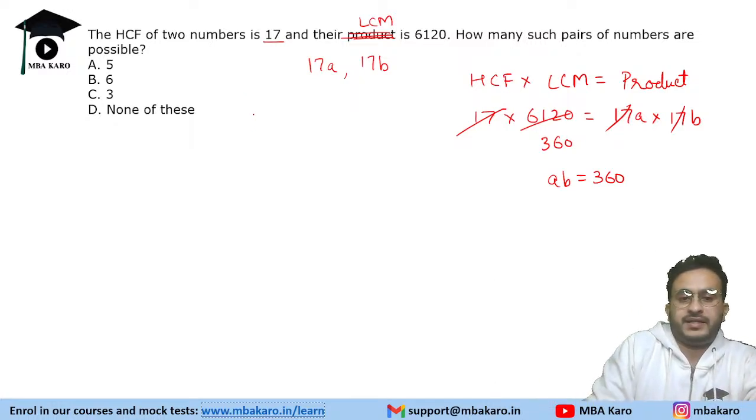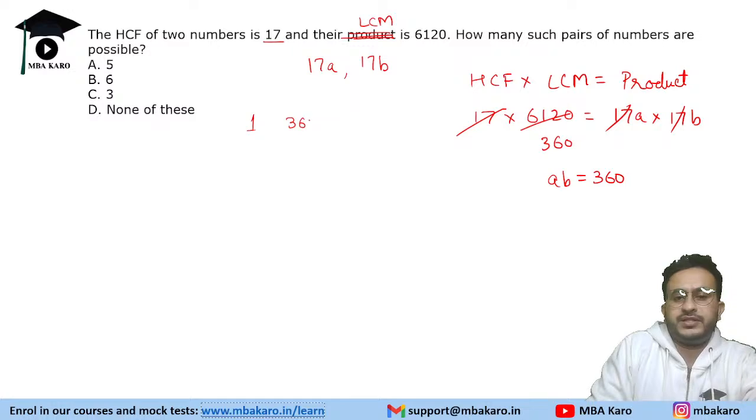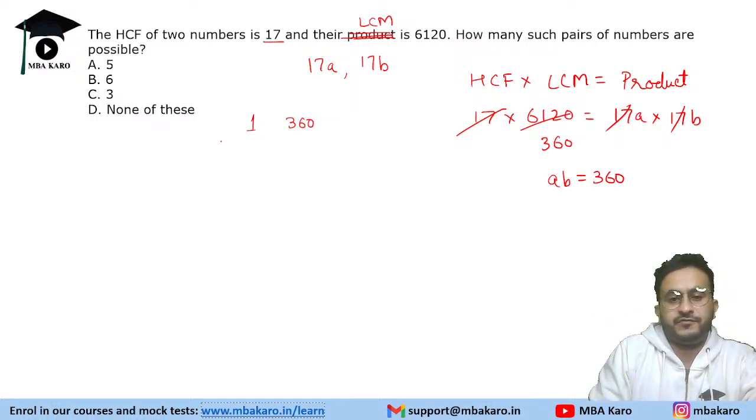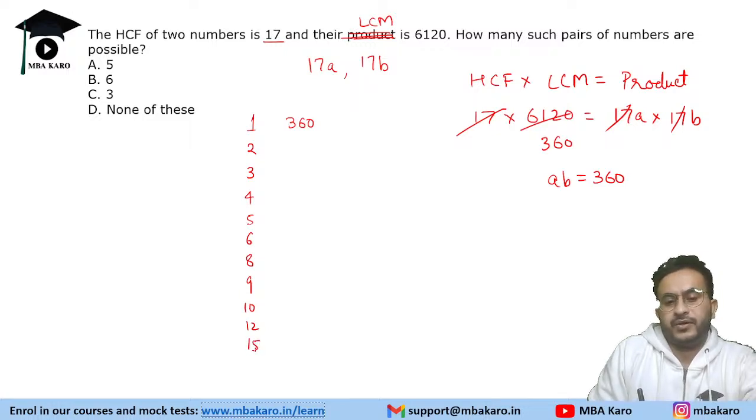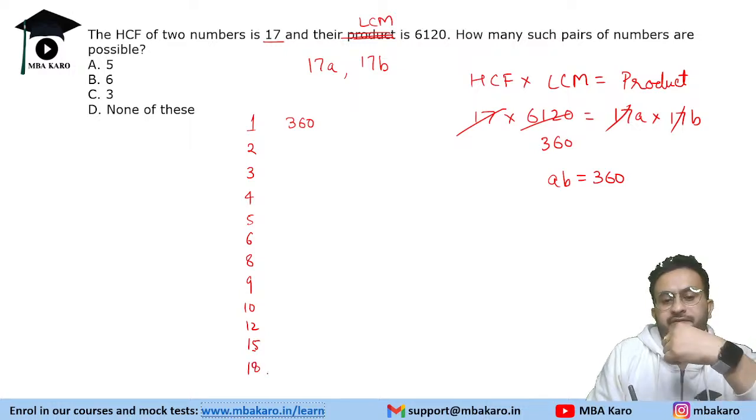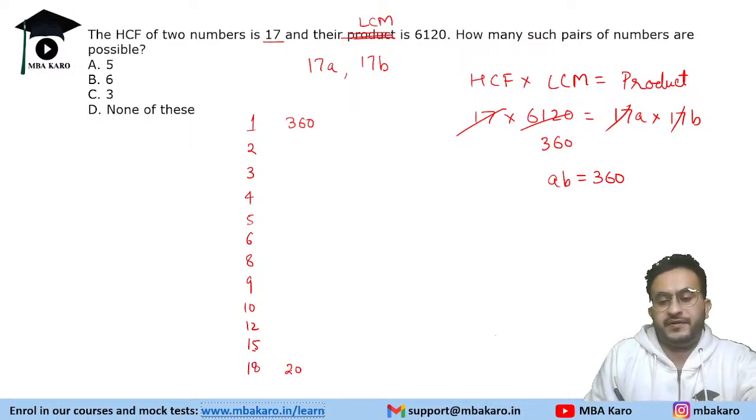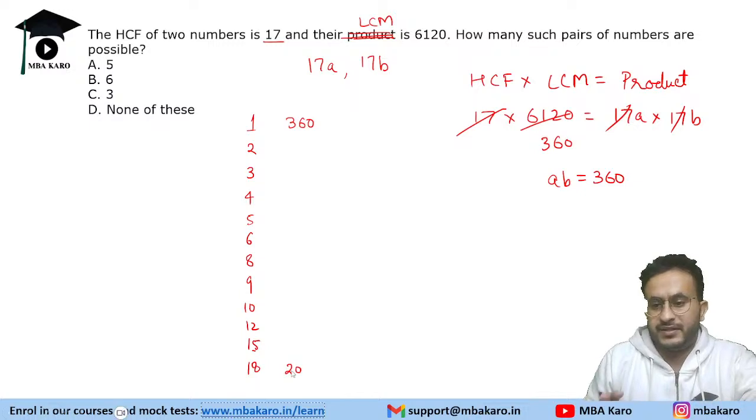Now how do we do this? 360 is written as 1 into 360. Find the factors of 360. 2 is a factor, 3 is a factor, then 4 is a factor, 5 is a factor, 6, 8, 9, 10 will be a factor, 11 is not, 12, 13, 14, 15 is a factor. 16 is not a factor because 8 is 45. So 16 is not there. Then 18 is the next factor. After 18 we have 20. So 18 into 20 makes 360.